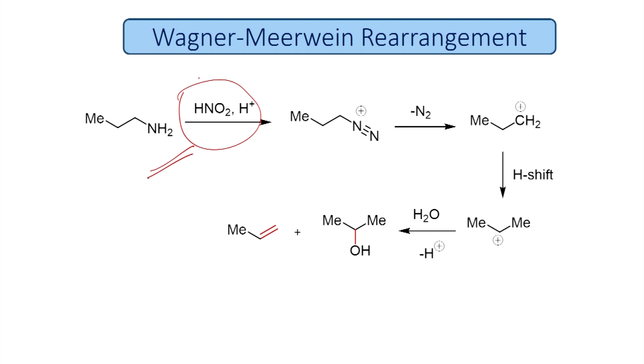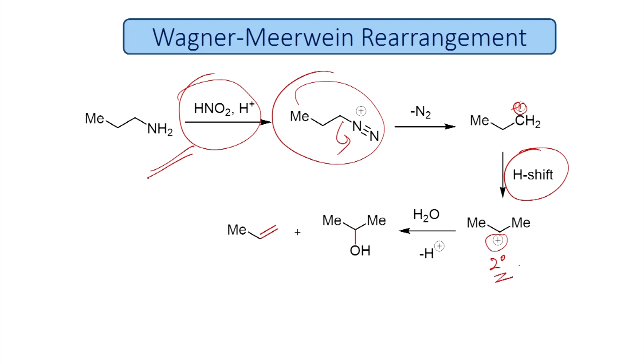Once you form the disodium salt, it can convert into the carbocation. And once you form the carbocation, in this case a primary carbocation, if the hydrogen shifts with its bond pair, then you will be able to form a secondary carbocation. So, this is the driving force in this reaction: you convert from the primary to the secondary carbocation.